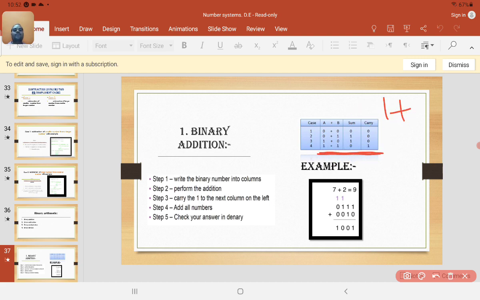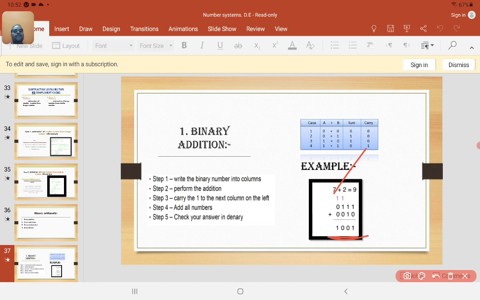In the case of 1 plus 1 you have to remember it is equal to 10 actually. In this 10, the 0 goes to the sum and the 1 goes to the carry. This is the important thing in binary addition. So 1 plus 1 is 10 means 0 is in the sum, 1 goes in the carry. Here also again 1 plus 1 is added, so we get 10 and one more carry. So at last 1 plus 0 plus 1, that means 1.